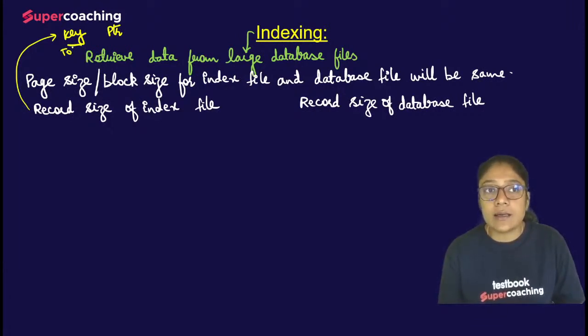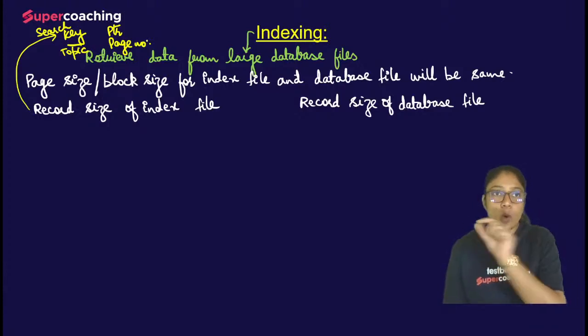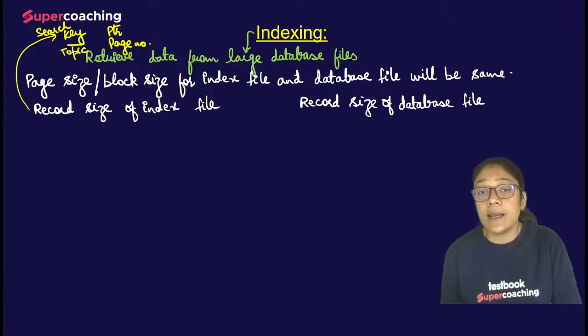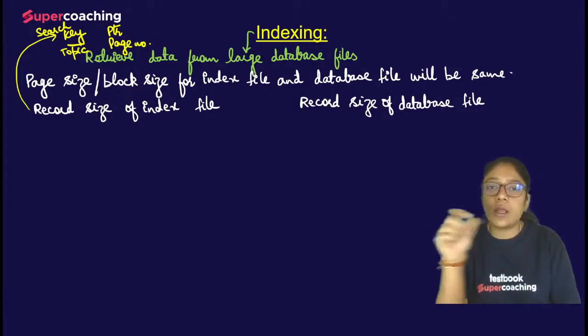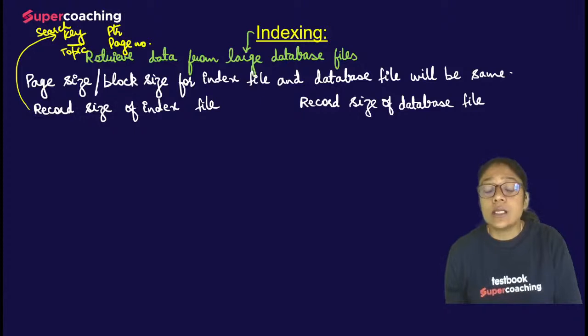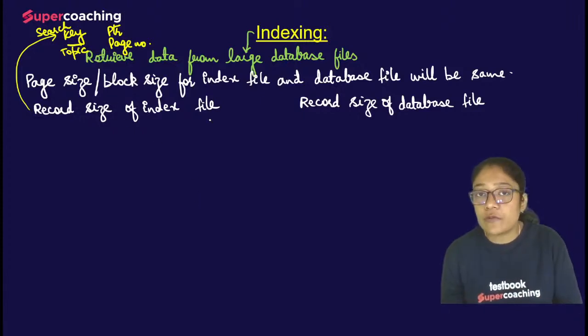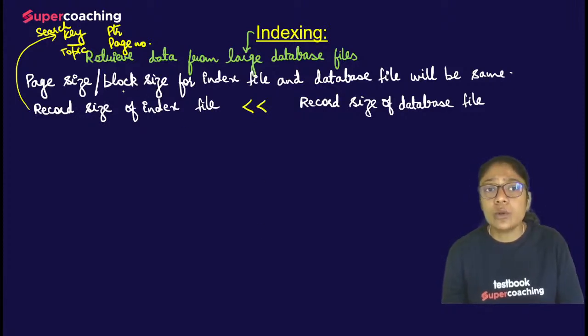Key is nothing but the topic on the basis of which we are searching, and search key and pointer is nothing but the page number. Only these two things are stored in one row of an index file, whereas in the database file not many words are there because the whole row is full, because we are storing the data. So this means that the record size of the index file is much smaller than the record size of the database file. Now we know the block size, we know the record size.